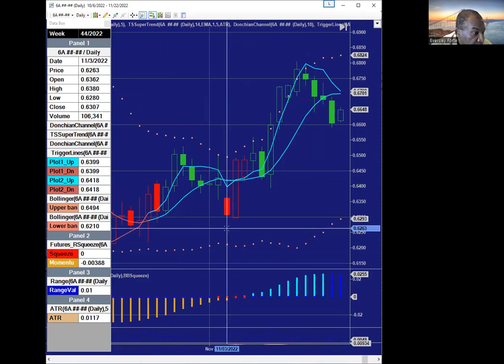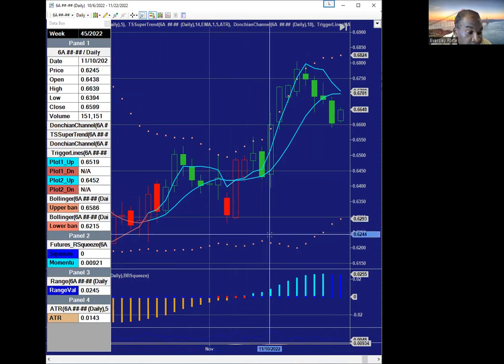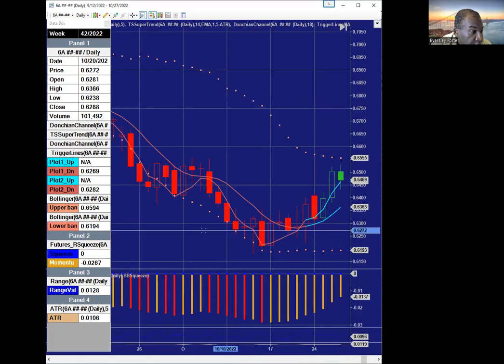Here, order not filled. It crossed down, but note that if you put in a sell stop, it never went lower, so no order got filled. So there's nothing.